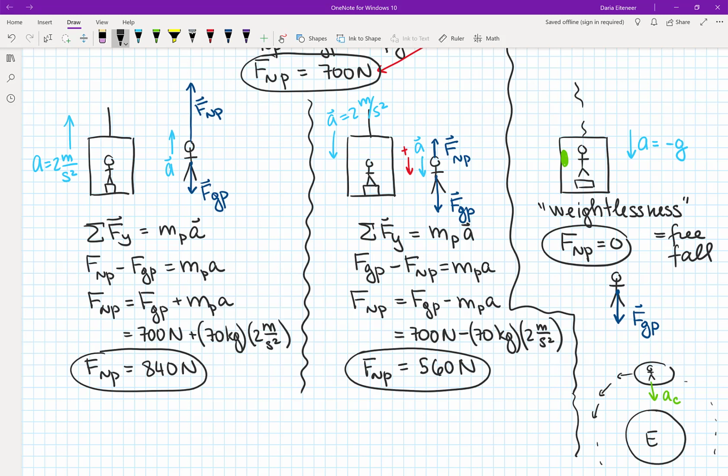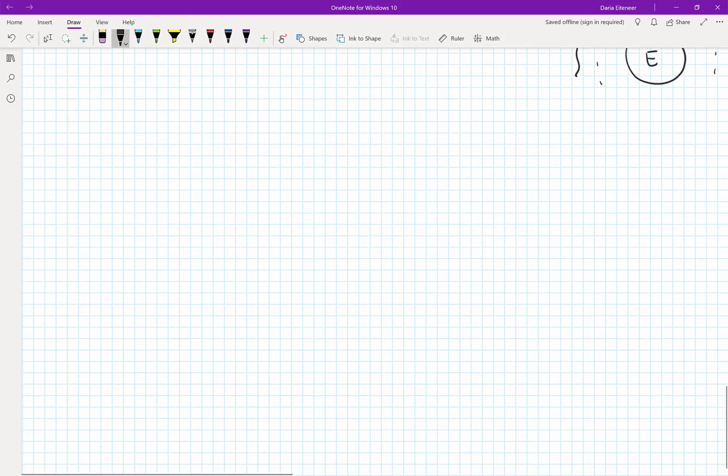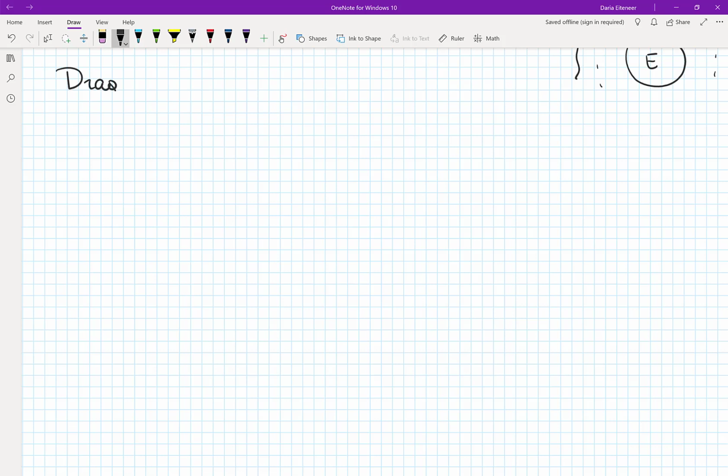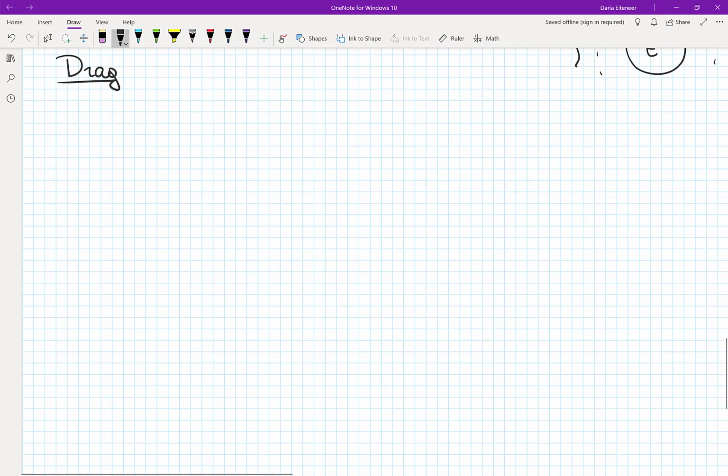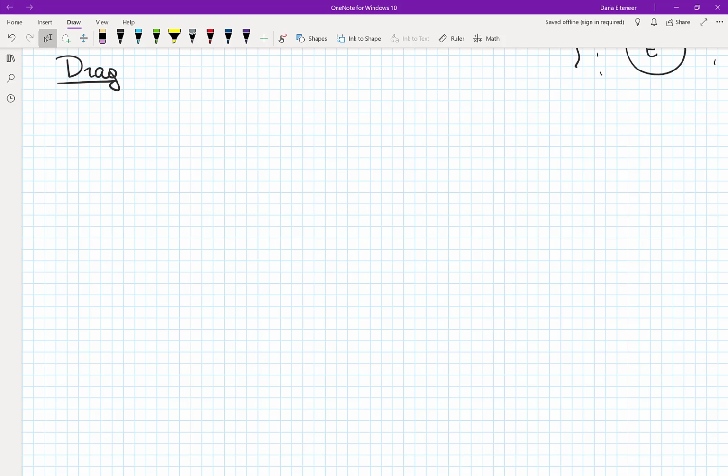Okay, so the last piece of information, the last type of force that I would like to discuss here is a force of drag. We obviously talked about friction before, and the difference here is that in physics, typically when we say force of friction, we're referring to friction between two solid surfaces. And when we say drag, this is like friction or resistance between a solid surface and fluid.